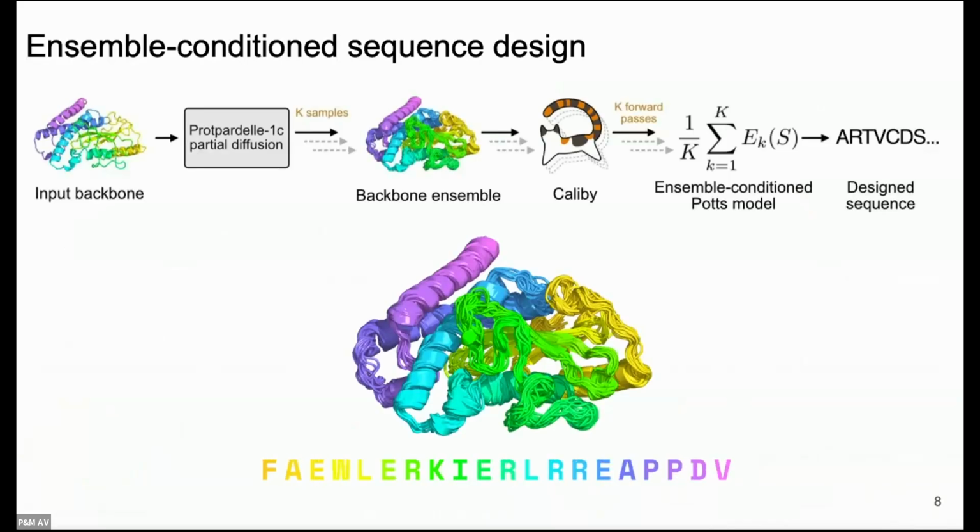To visualize what the sampling process might look like, once you have an ensemble-conditioned Potts model, all you have to do is randomly initialize a sequence and then resample amino acids until you find a low-energy sequence.